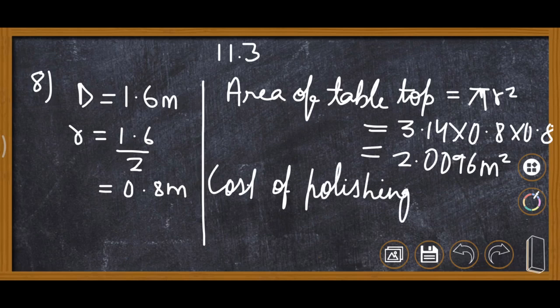Now here we will multiply this by 2.0096 multiply by 15, then the answer is rupees 30.14.